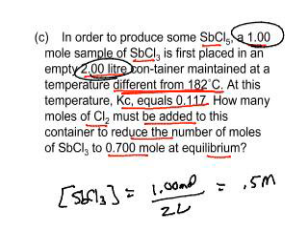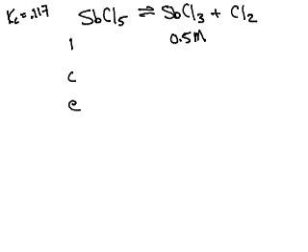All right, at this temperature, how many moles of chlorine must be added to this container to reduce the number of moles of SbCl3 to 0.7 moles? So we're trying to find the moles of chlorine. We're going to call this X. And we want to get this ending concentration to be 0.7.